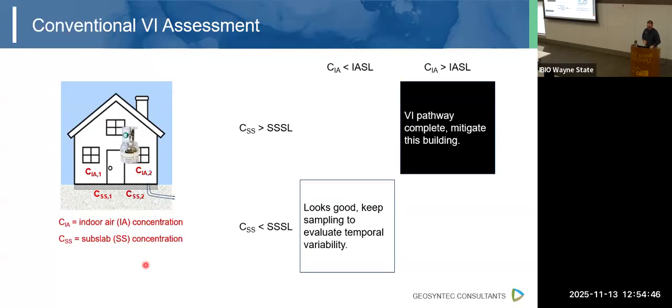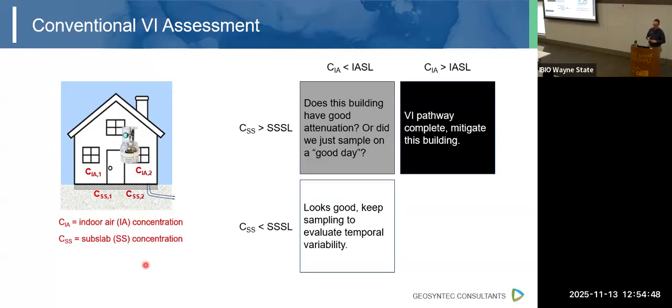But we could have a shades of gray answer. We could have a situation where subslab concentrations are above the subslab screening level, but indoor air concentrations are less than their screening level. So it might be that we don't have that 95th percentile building, we have a median building or a better building, and it just has really good attenuation and is not susceptible to vapor intrusion. Or we could have just collected that indoor air sample on a really good day, and if we came back later, we would have an indoor air exceedance.